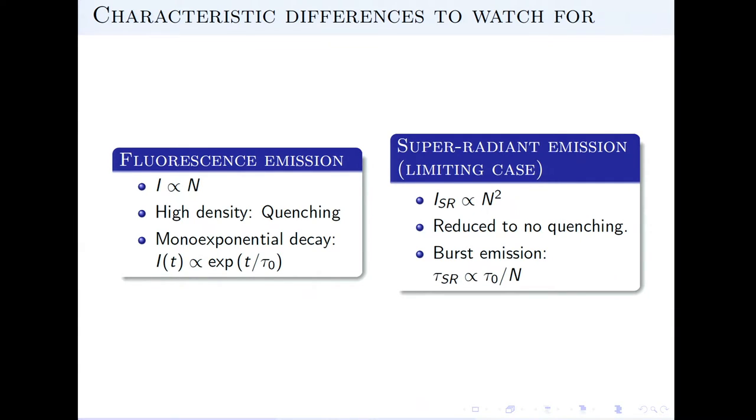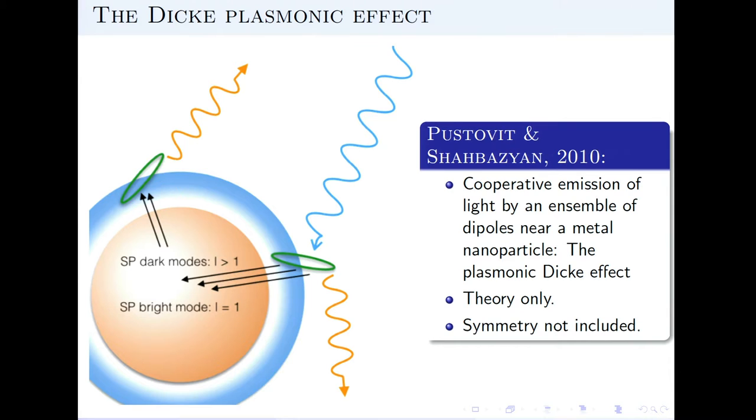In superradiant emission, you are going to see reduced to no quenching. One of the interesting things about the superradiant emission is that the burst of energy is actually going to contain 100%. You can have 100% efficiency of conversion between pump beam and emitted light. So there is reduced to no quenching. Then here you have mono-exponential decay, which is the spontaneous lifetime. And in superradiant emission, you have a burst emission that, as I said, is shortened by the number of chromophores that you are using on a particle.